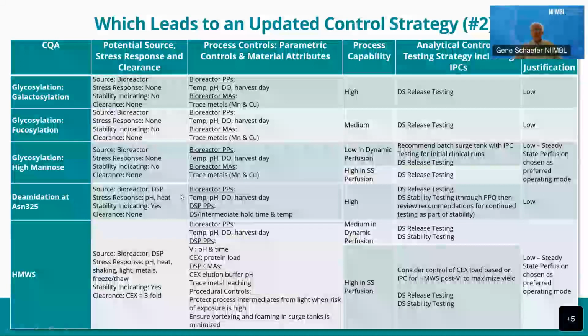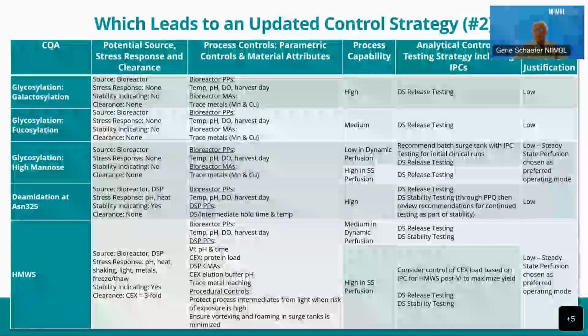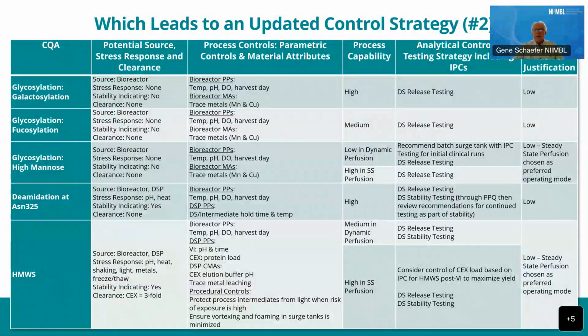And as I mentioned before, that initial experience at scale or at a representative scale should lead you to an updated control strategy that represents a point at which you can go into the manufacture of material for pivotal clinical runs, clinical trials, or process performance qualification. And here you now have some understanding of the source of variation in the CQA, so the glycosylation CQAs.